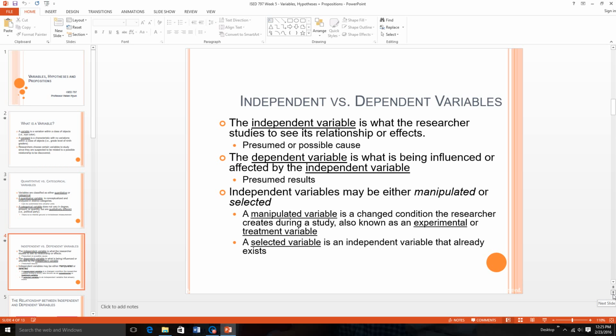Another way to look at variables is by referring to them as independent or dependent. As you know, an independent variable is what the researcher manipulates and is the presumed or possible cause. So the researcher examines it to see if it produces an effect, and the dependent variable is the presumed result. So the dependent variable is what is being influenced or affected by the independent variable. Independent variables can either be manipulated or selected. If manipulated, then the researcher creates a study and changes conditions and refers to this as the experimental or treatment variable.